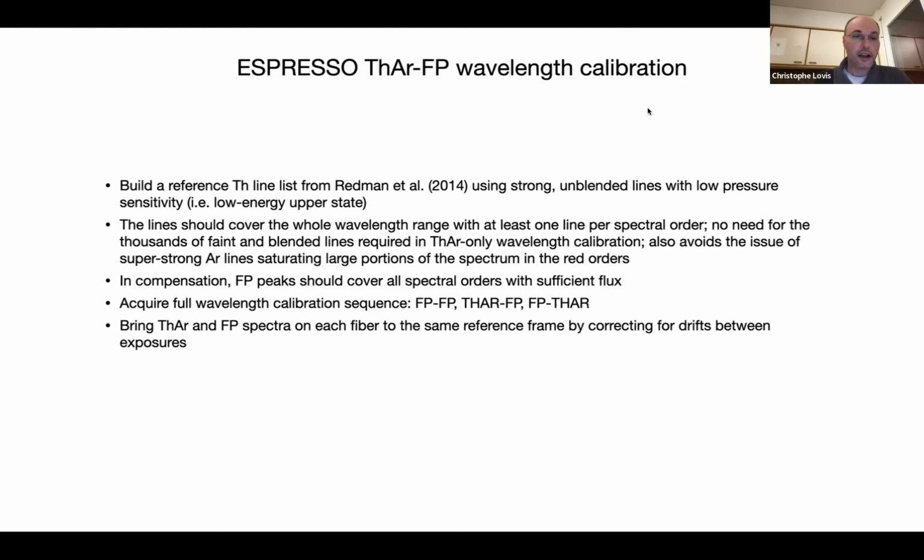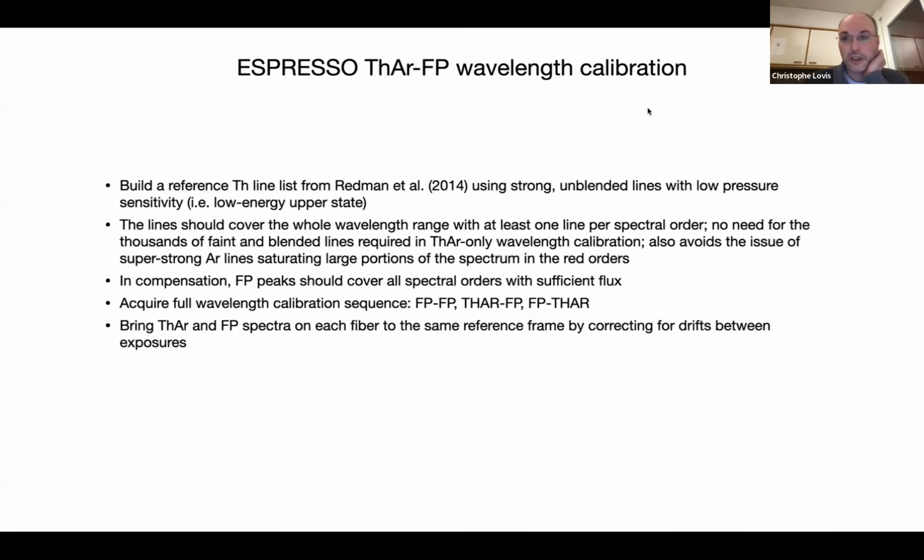Then, these lines have to cover the whole wavelength range. We need at least one line per spectral order. But this is completely different from the previous situation with thorium-argon only wavelength calibration, where you needed thousands of faint and mostly blended lines to cover the spectral range with thorium only. So we no longer need that, and that's a big advantage of this thorium FP wavelength calibration.